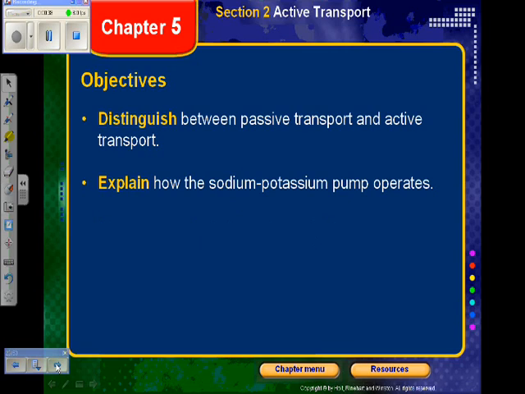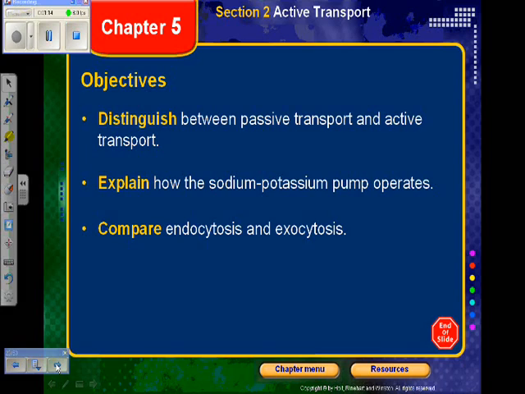The next thing to talk about in section 2 of chapter 5 is a system called the sodium-potassium pump. And we'll learn about that in a lot of detail. And then talk about some ways that the sodium-potassium pump is essential for your cells, but it's a form of active transport. The sodium-potassium pump is going to require energy. And then finally, we'll talk about the difference between ways of getting things into the cell and out of the cell that are too big to just go through the membrane. So those are endocytosis and exocytosis.